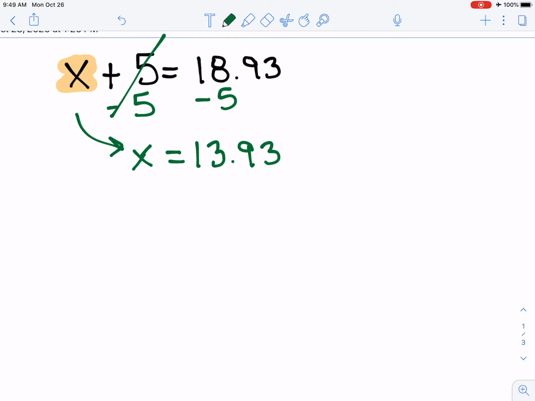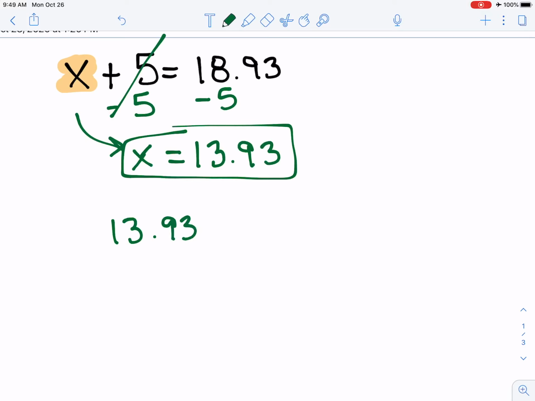You can check this by plugging this answer here back in for x. So if I go back to my original problem and I take 13 and 93/100 plus 5, just like the original problem, plug that back in, it should equal 18 and 93/100, and it does. Let's take a look at another example.